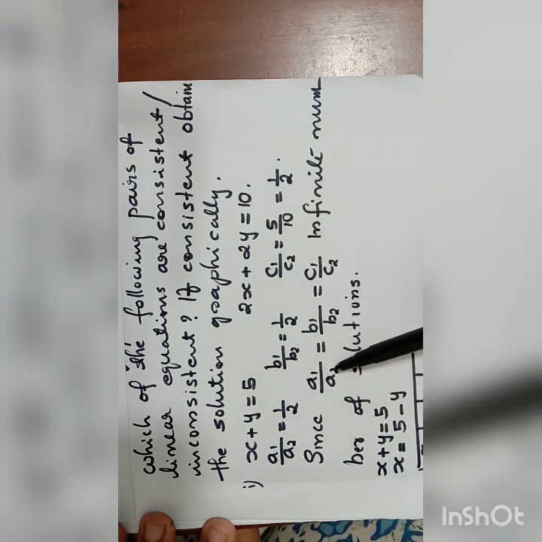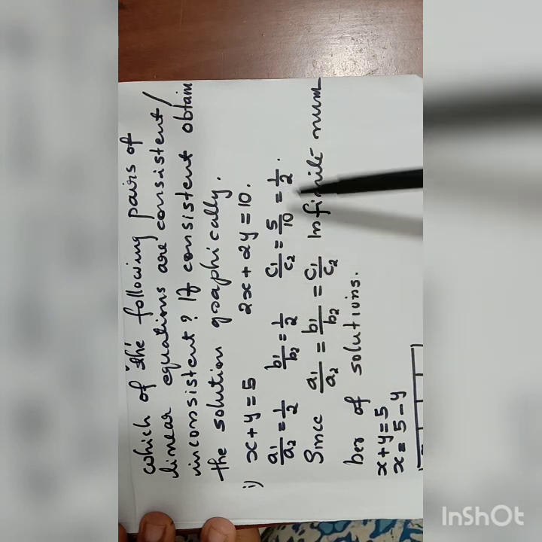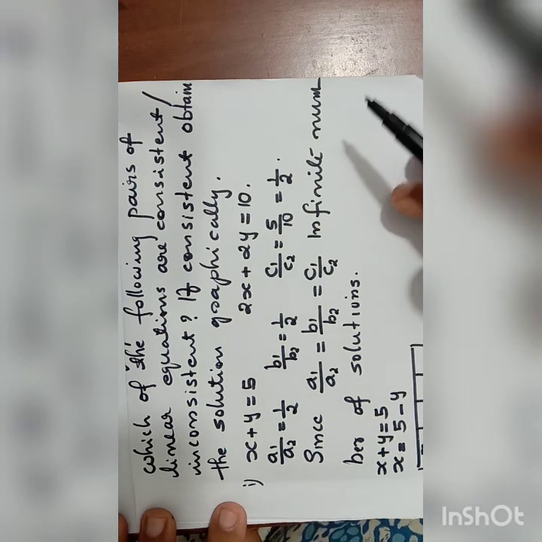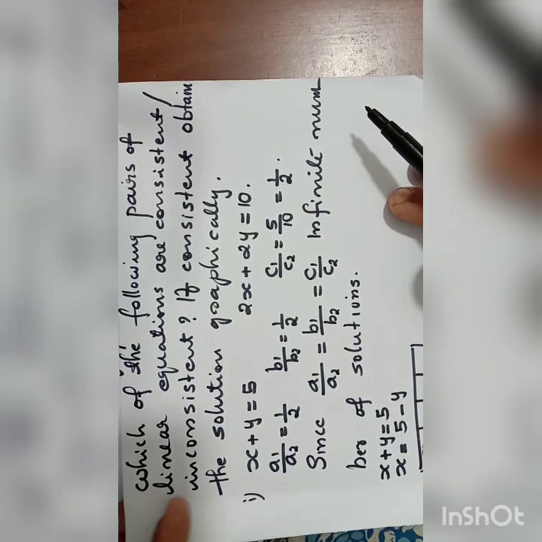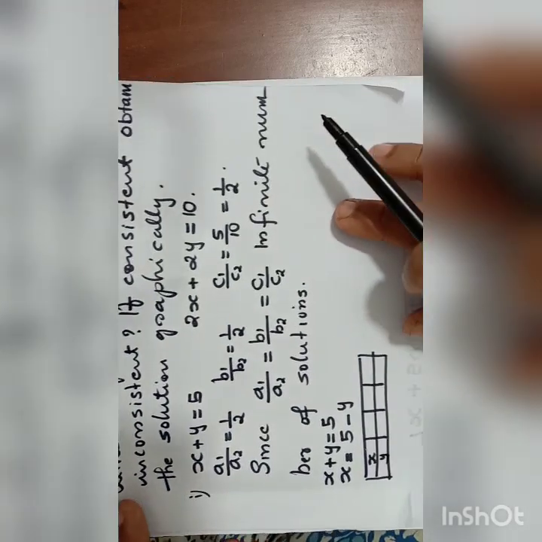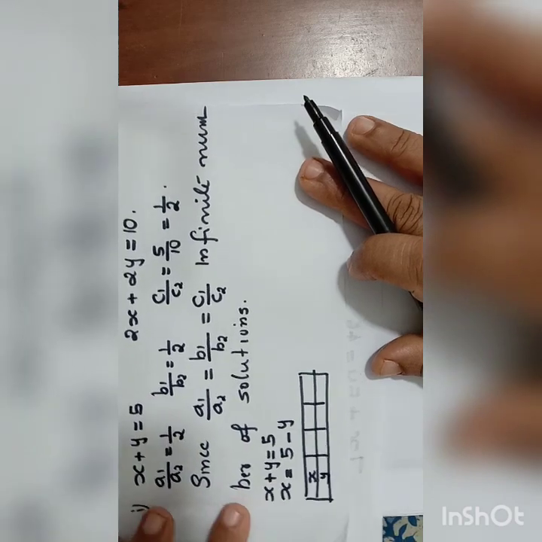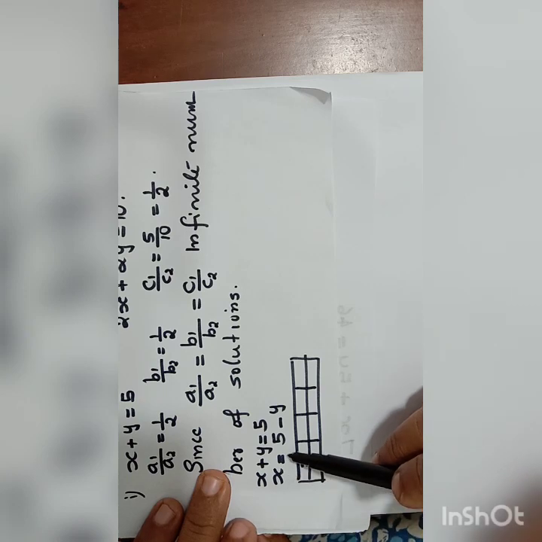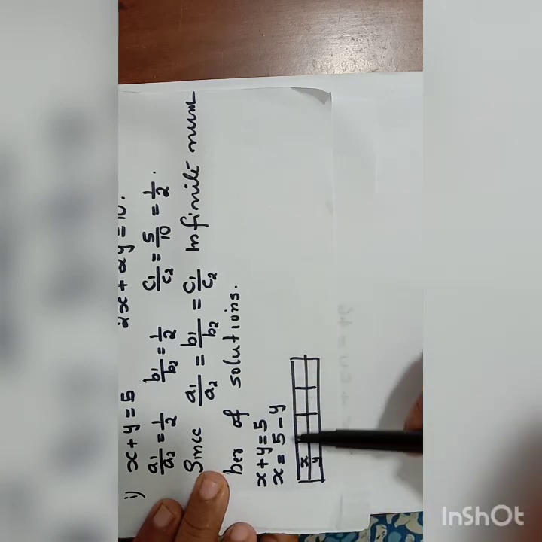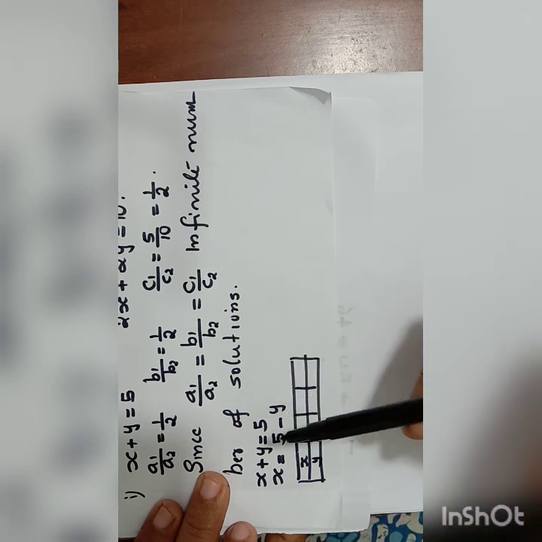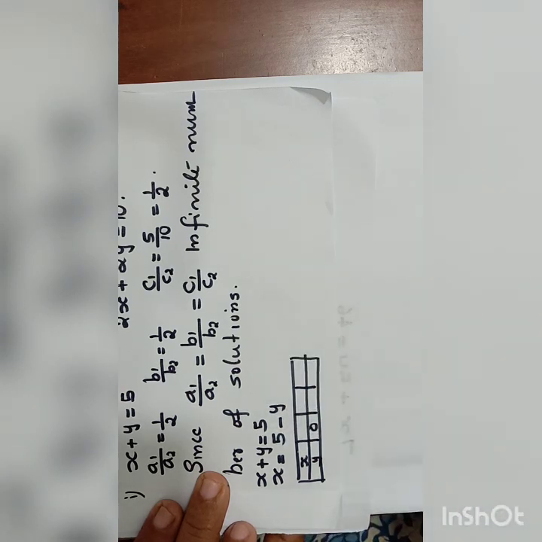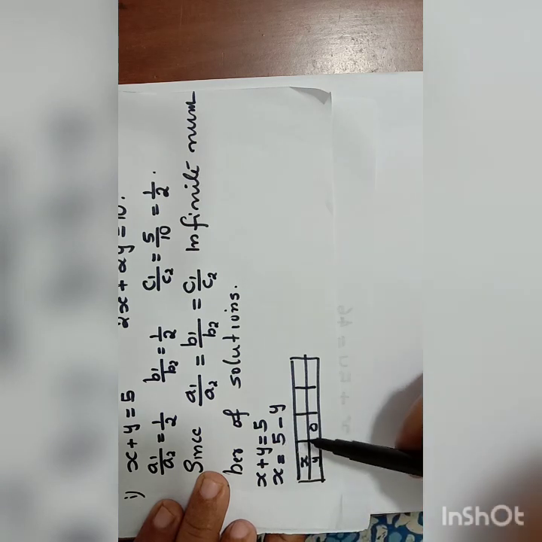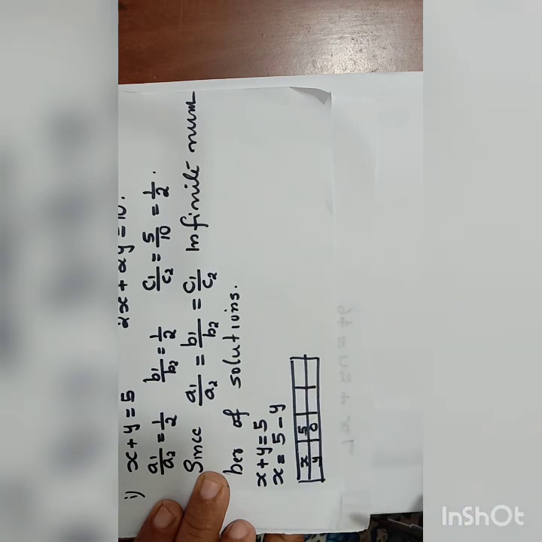Here you can see that a1 by a2 equals b1 by b2 equals c1 by c2. Therefore, we have an infinite number of solutions. If an infinite number of solutions are there, we have to obtain the solutions graphically. Many solutions will be there. Let us find out. The first equation we have written is x plus y is equal to 5. We rewrite it as x is equal to 5 minus y. We are going to substitute values for y now. Let us consider 0 itself. Y is 0. 5 minus 0 is 5. So x value will be 5 now. (5, 0) we are getting.